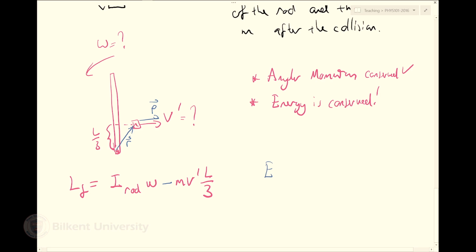How about the final energy? Well, I have 1/2 m v prime squared. That's the kinetic energy of my point mass. How about the kinetic energy of the rotation of the rod? What do I need? 1/2 I rod times omega squared. Let's also remember what I rod is. It's not from the center of mass, it's from the edge. And I remember that it was m L squared over 3. All right? Good. So what do I need to do?